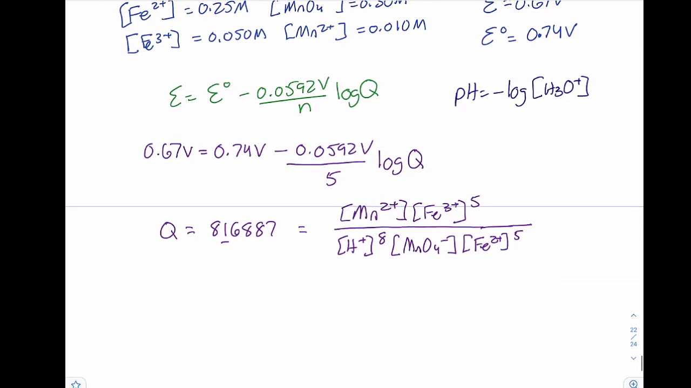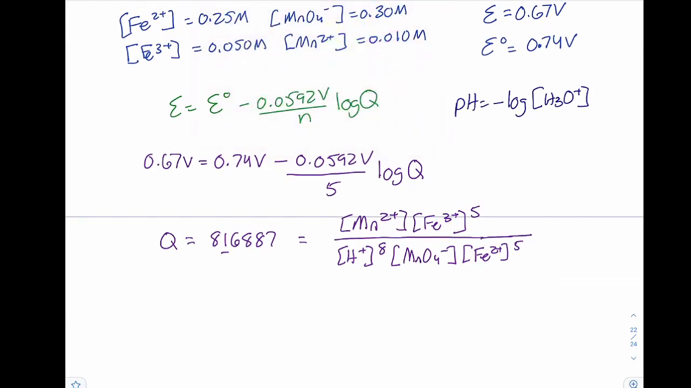So plugging all of those in, I have 8168887. Again, we're just keeping track of our significant digits. That is going to be equal to 0.010. I am just dropping my units. Remember, equilibrium constants and reaction quotients have units. We don't generally show them, so I am just going to drop them. I do know that this is going to be molar when I'm done.